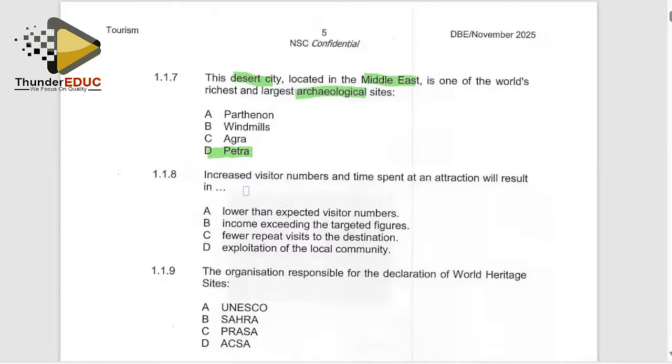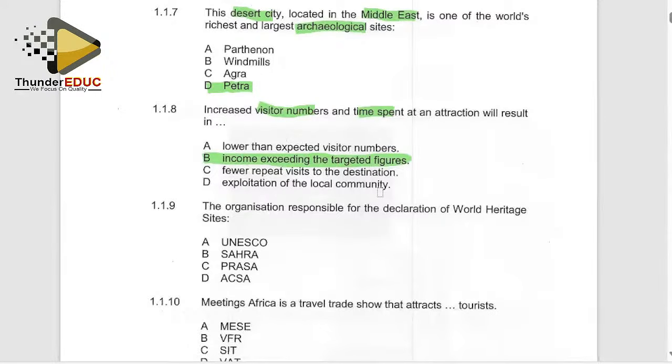Then 1.1.8, increased visitor numbers and time spent at an attraction will result in. So the more visitors we have, there's an increase in visitor numbers. Then also there is an increase in time. This is good for the income. So let's look for an answer which is related to the income. So this results in income exceeding the targeted figures. So the income realized by the tourism business actually exceeds or goes beyond the targeted figures. So our correct answer there would be the letter B.